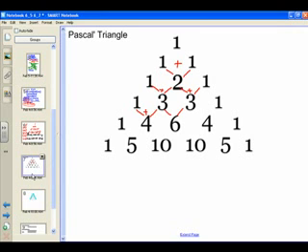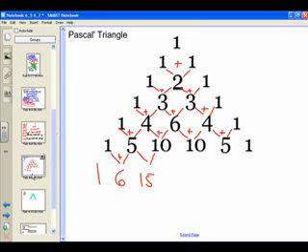1 plus 3 would be, so we'd have a 1. What would the next level be? 6. 15.